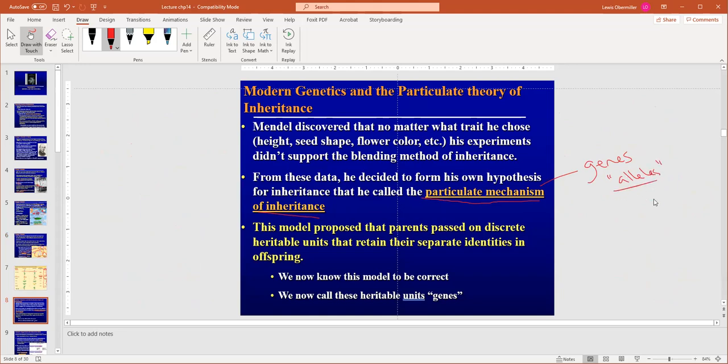And those alleles code for purple or they code for white, and so he called them particles, but we now call them genes. And that's how Mendel knew how things were inherited from one generation to the next. There was not blending. He discounted that. He made up a new hypothesis that everything has two particles and that one of those is passed on, and then they work together in the offspring to create that trait.